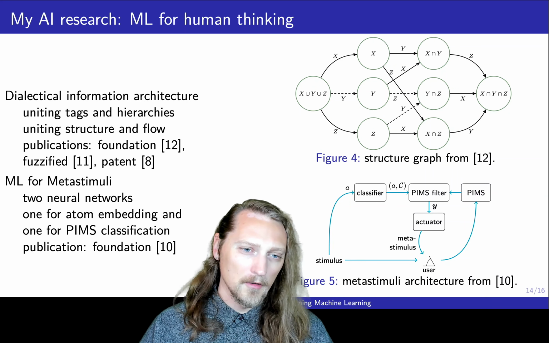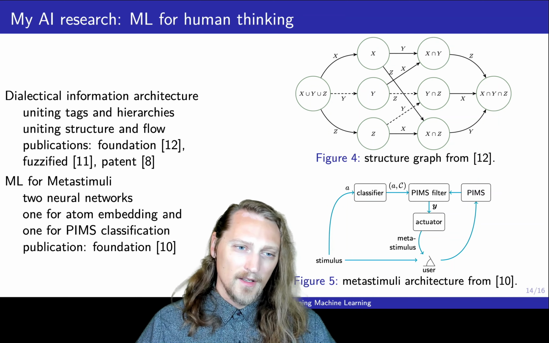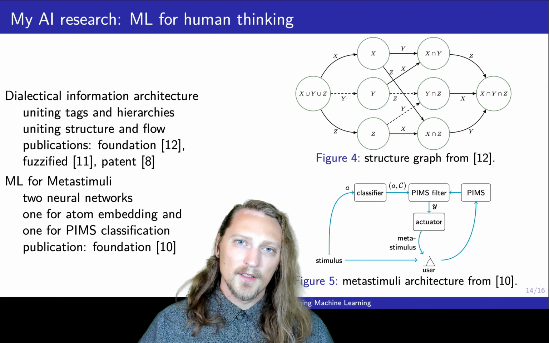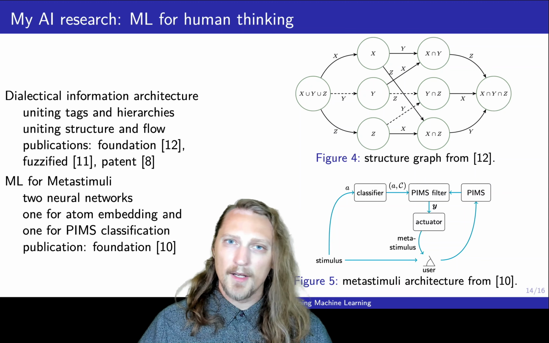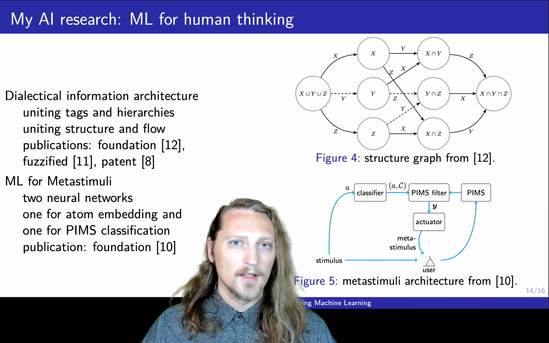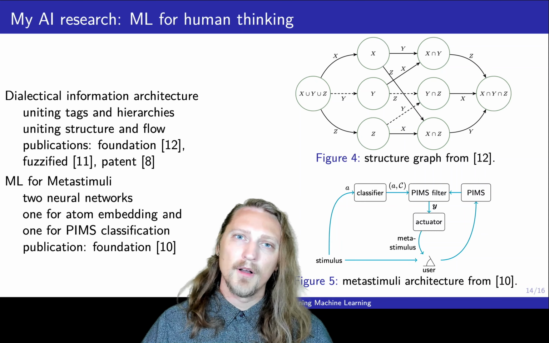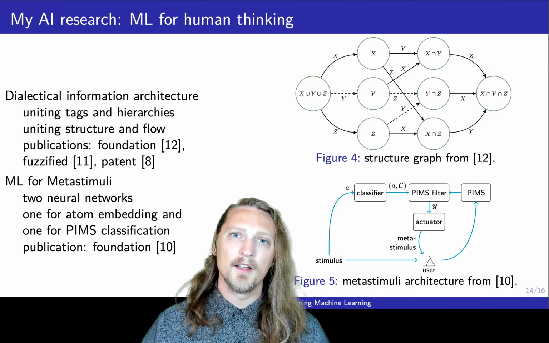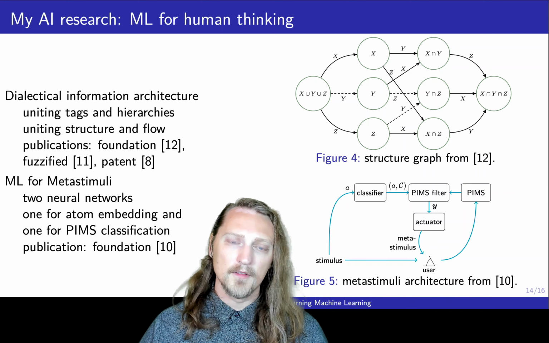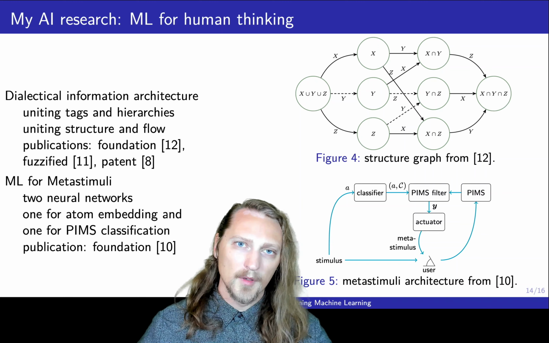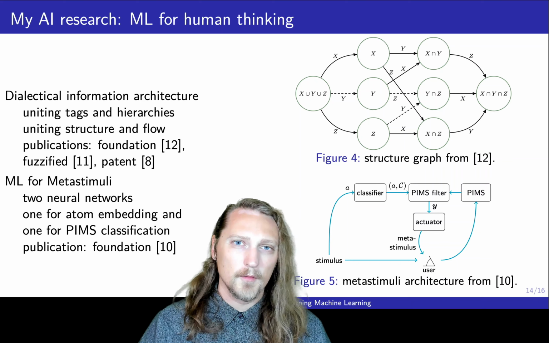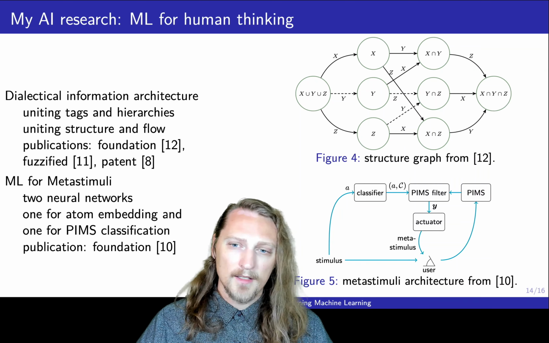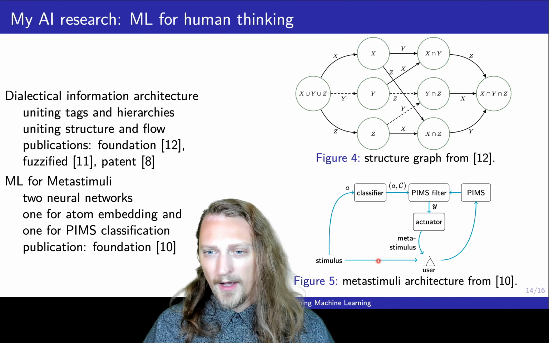So I just presented a paper on this, and it uses two different neural networks. One of them is a word embedding, so a natural language processing sort of neural network, and then the other one is one that trains on the classification of a given atom of information or chunk of information. So text is the one that we're starting with. And this is kind of the outline of how that would work.